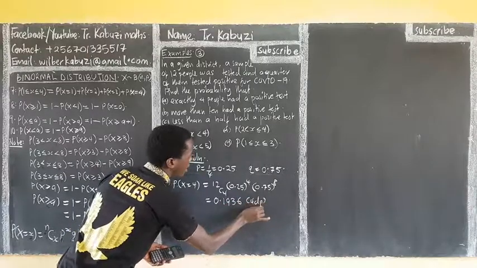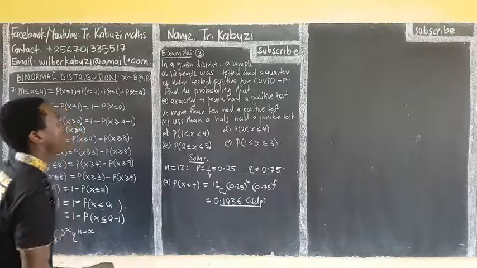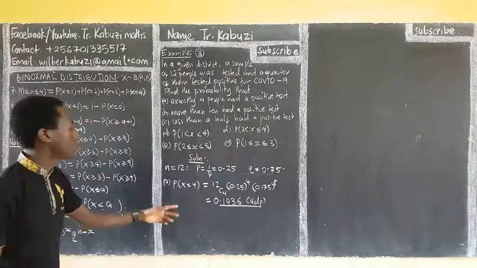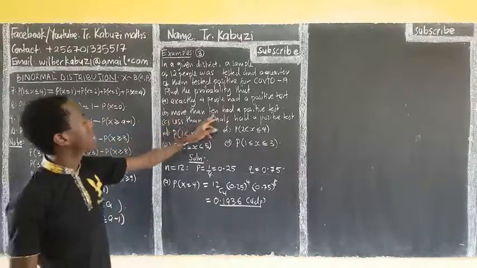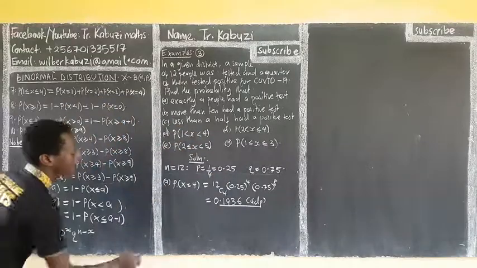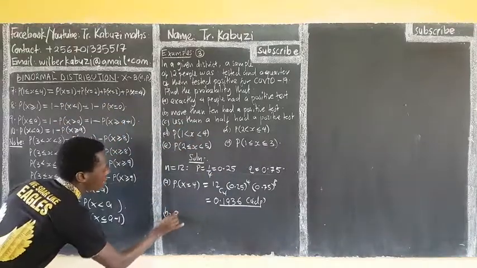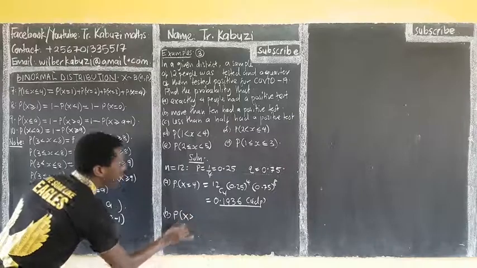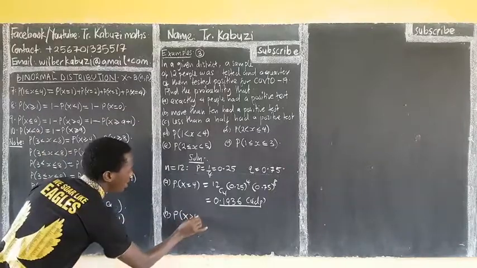This one I'm using the formula method, and you have seen here we can use even a table. So now here, more than 10 had a positive test. What would be more than 10? So more than 10.